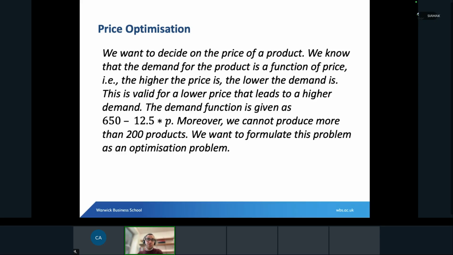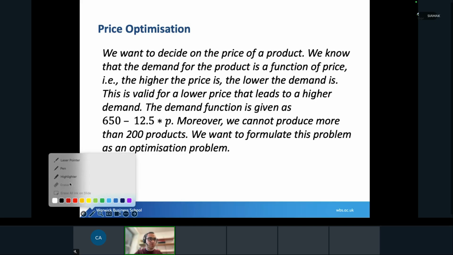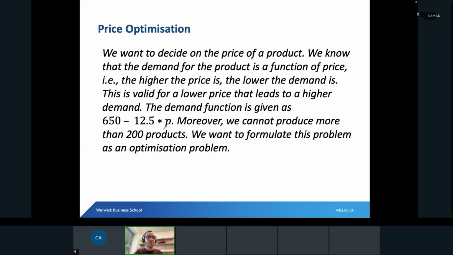This is valid for a lower price that leads to a higher demand. The demand function is given, so this is what we have here as a part of this specific example. So if we just have the pen and the color, this is our demand function. As you can see here, there is a negative coefficient for the price, which means that if you increase the price, the demand goes down. And the other way around, if you reduce the price, the demand goes up.